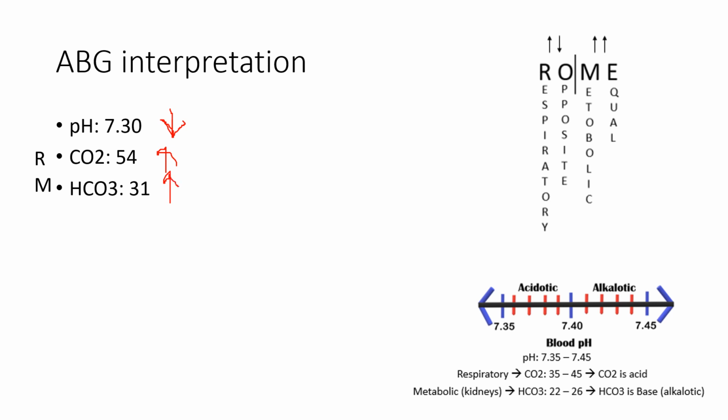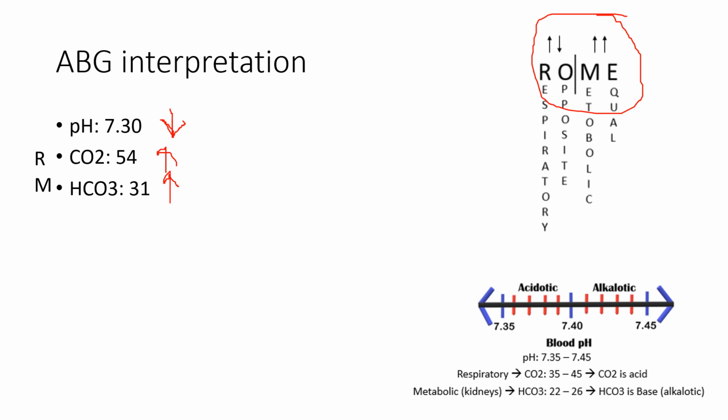So remembering ROME, respiratory opposite, metabolic equal, when we look at our arrows, our pH is facing down. So if we look at our respiratory one, our CO2, it's facing up. So there's our opposites. And then if we look at our metabolic, it's facing up. So it's not equal. So this is going to be respiratory acidosis.